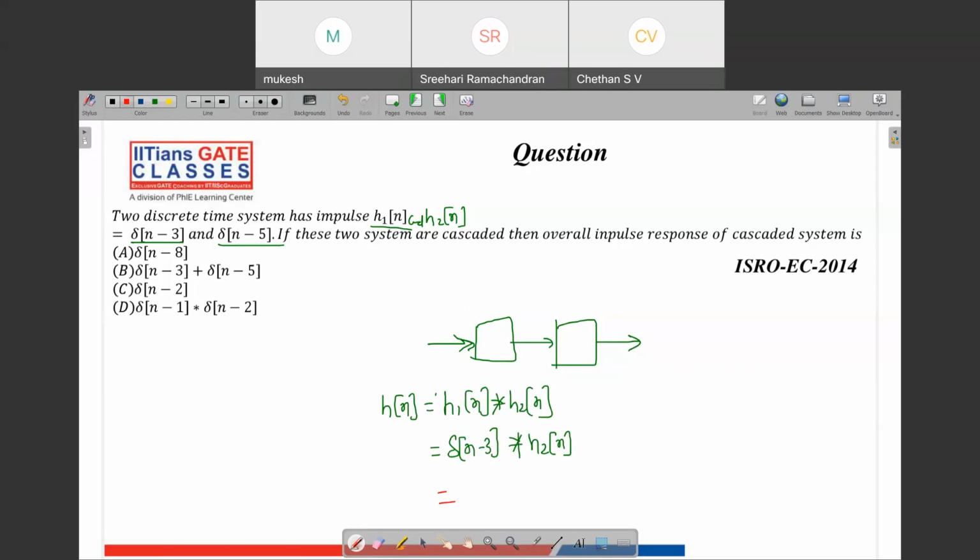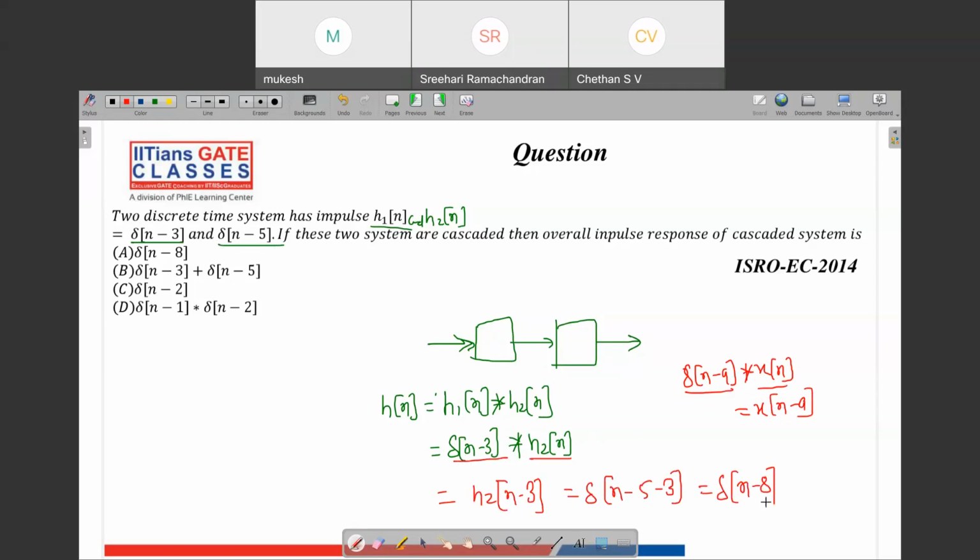So we know that whenever you have a signal delta[n minus a] getting convolved with x[n], the resultant is x[n minus a]. So you can think of this h2[n] as x[n], and delta[n minus a] as delta[n minus 3]. So your resultant will be h2[n minus 3]. And what is h2[n]? h2[n] is delta[n minus 5]. So you can write it as delta[n minus 5 minus 3], which is equal to delta[n minus 8]. So this will be the answer.